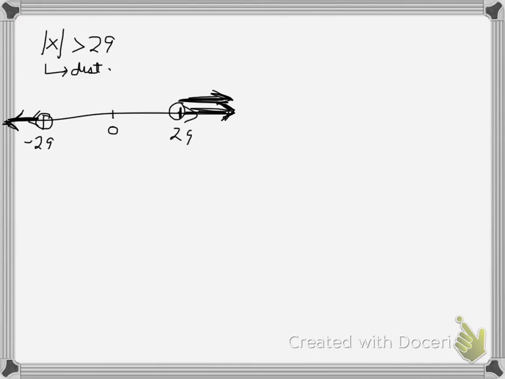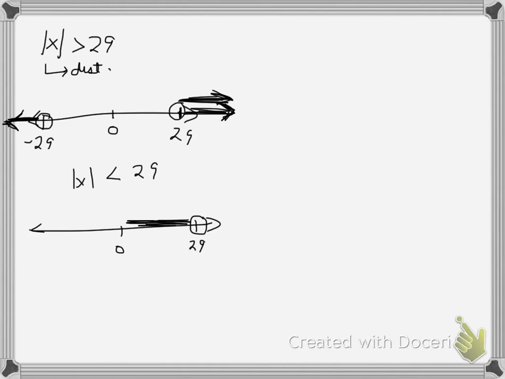Next problem would say, what if I have the absolute value of x is less than 29? By the same logic, let's just look at our 0. I'm saying that the distance of x from 0 has to be less than 29 notches. That means it would be less than on this side of the 0. And what would it be on this side?